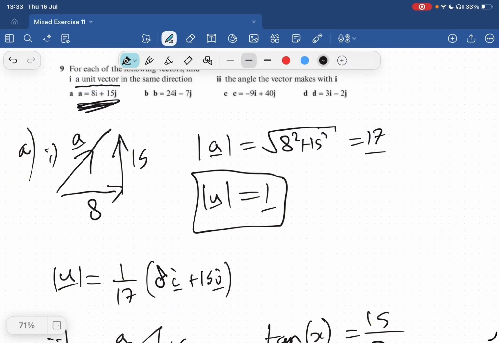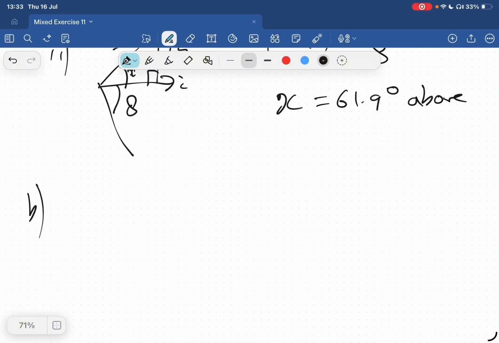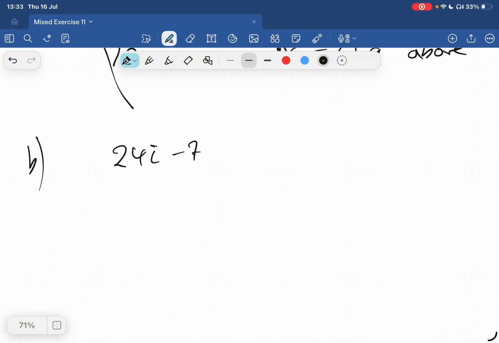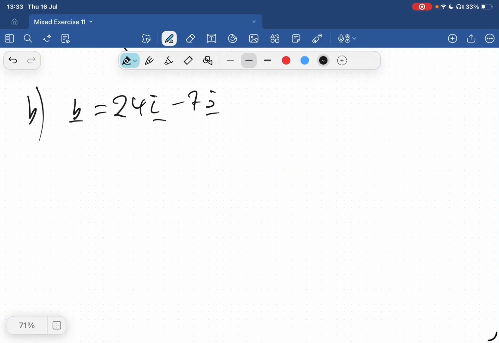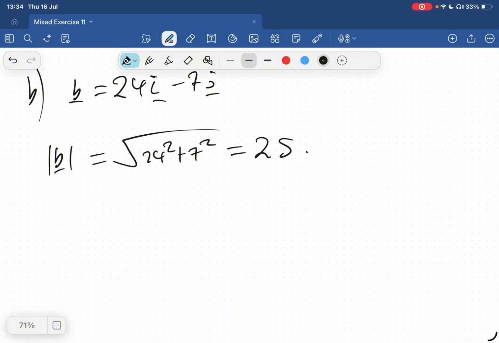Perfect. Now, part b, we've got 24i minus 7j. First, we need to find the unit vector. It's going in the same direction, and we just need to find the magnitude of b, which is the square root of 24 squared plus 7 squared. Put that in the calculator because I can't do that in my head, and we get 25. So to find this unit vector, we just divide by 25.